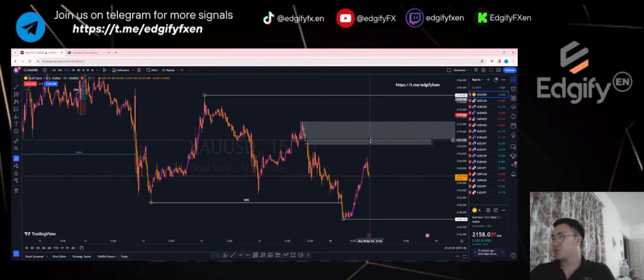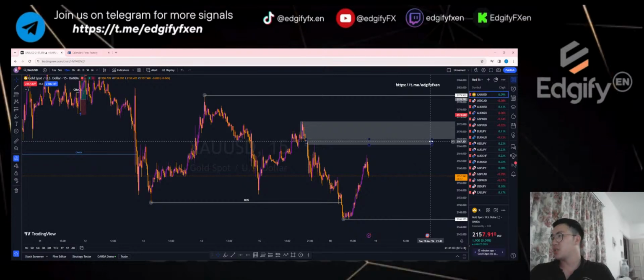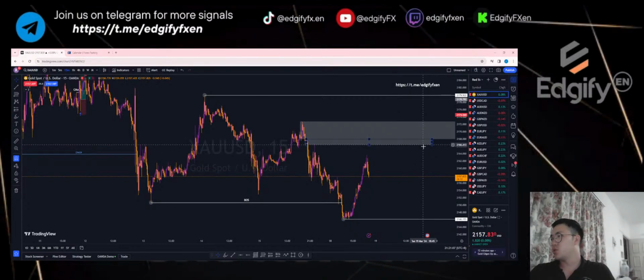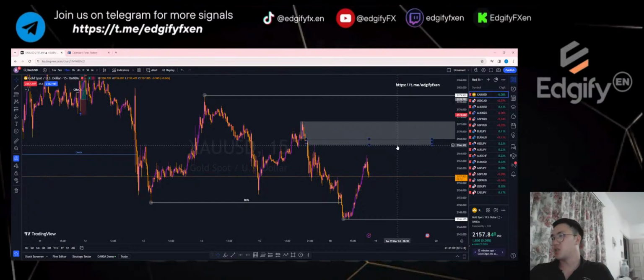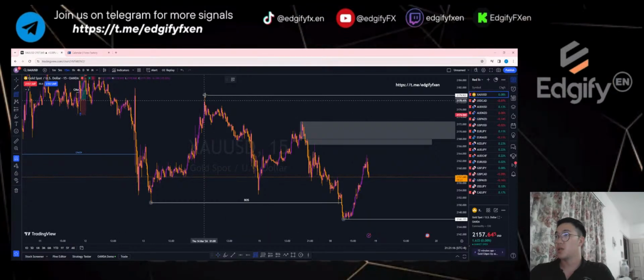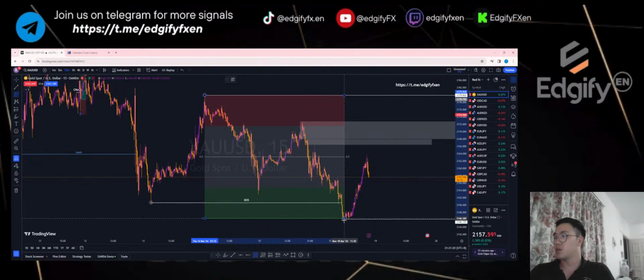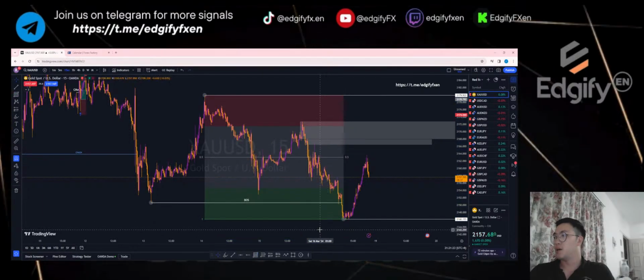I'm actually waiting for the price to tap into either one of these here. If you do see that this zone and this zone are very near to each other, whichever the price hits first is the one that I'll be looking at. We'll just see how this goes before we actually take any positions. If the market does give us something to look at, then it will be great for us.